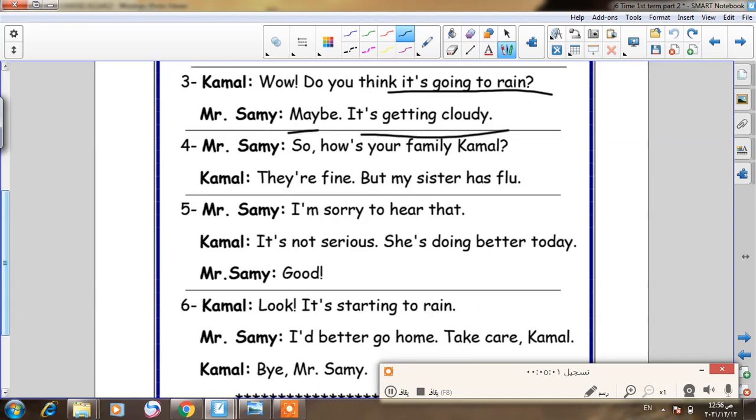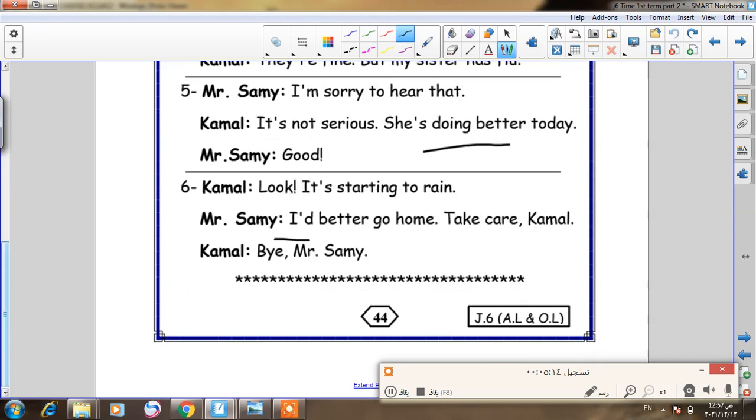So, how is your family, Kamal? They are fine, but my sister has the flu. I'm sorry to hear that. It's not serious. She's doing better today. Good. Look, it's starting to rain. I'd better go home. Take care, Kamal. Bye, Mr. Sami.